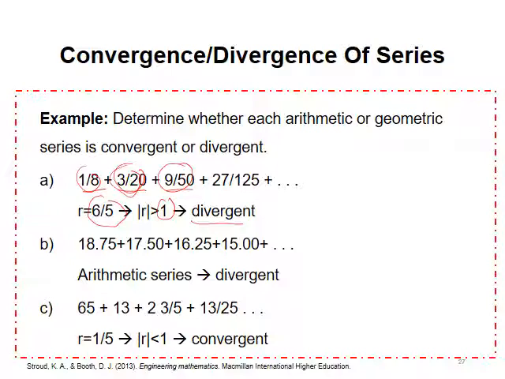Another one is this one. The difference between each item is the same, constant. So this is an arithmetic series. So directly I will say this is divergent because there is no sum for an infinite arithmetic series. Another example here: 65, 13, 2 and 3 over 5, and so on. When I divide them, I found the common ratio 1 over 5, which is lower than 1. Directly, I would say this is geometric and it is convergent because the absolute value of r is lower than 1.